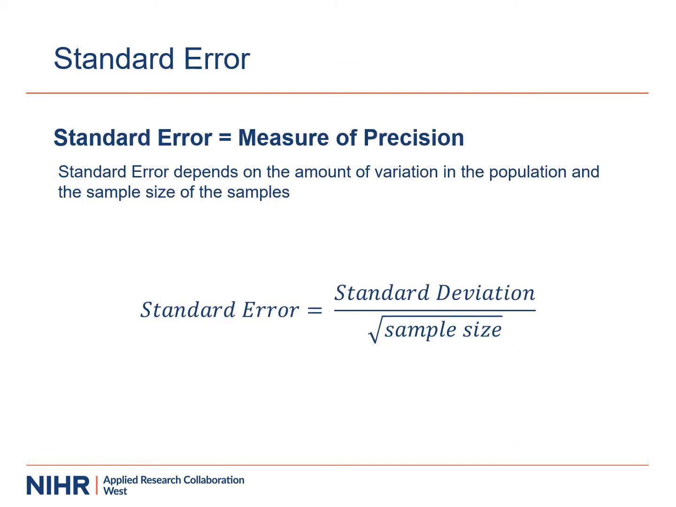So this is what the formula looks like for standard error. Again, standard error is a measure of precision. As I mentioned in the previous slide, either you change the standard deviation, which is not that straightforward, or you change the sample size to have an effect on precision of your estimate. So the higher the standard deviation, the higher the standard error, and the higher the sample size, the lower the standard error.